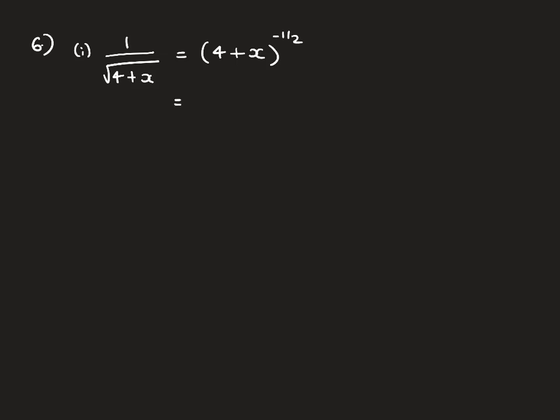Now we need to write it in a certain way, so think about what you've learnt previously. Let's leave that power of negative a half alone, but let's take this and let's factorise out 4, leaving me with 1 plus x over 4 in the bracket there. I've still not actually applied this power here.